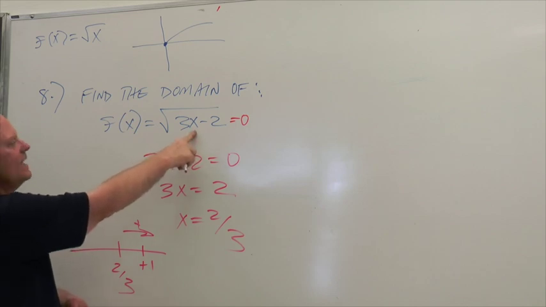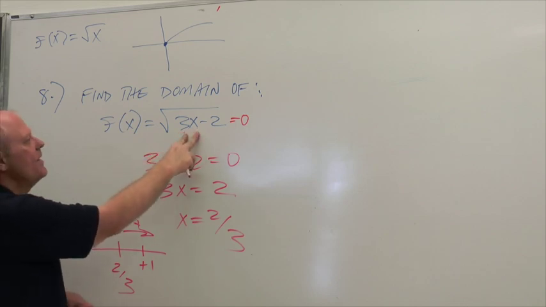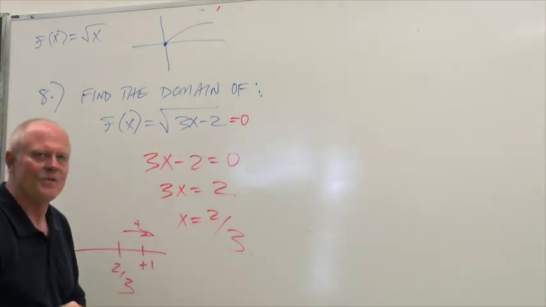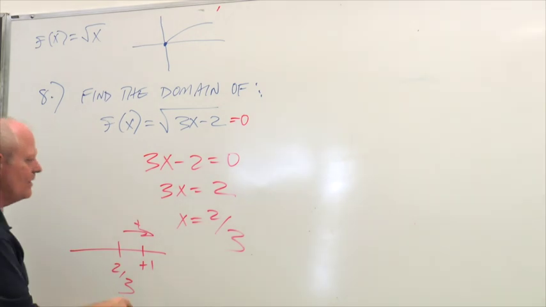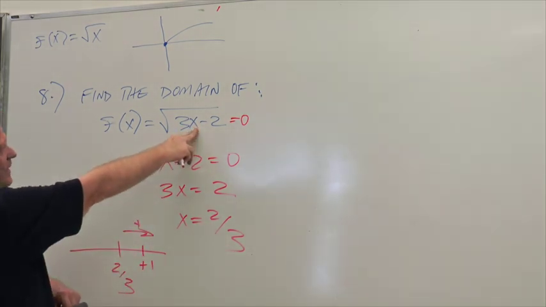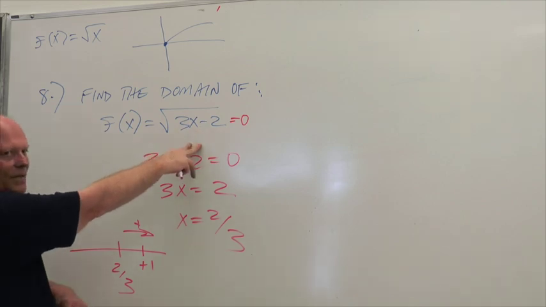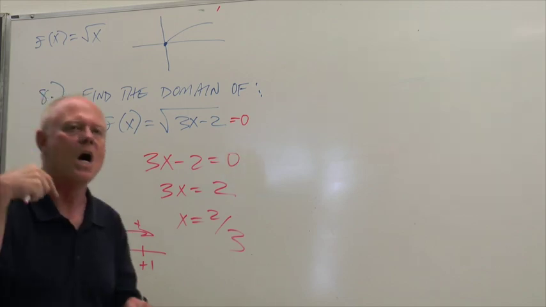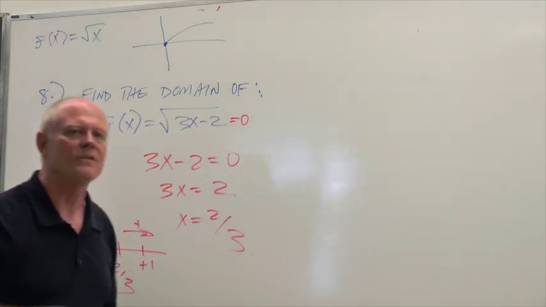So if I plug a 1 in here, 1 times 3 is 3. 3 minus 2 is 1. It was positive though, right? So you can even check another one if you want. Put a 4 in. You're going to get a positive number. So you know that this number here, 2/3, is going to be the lower bound on the domain.